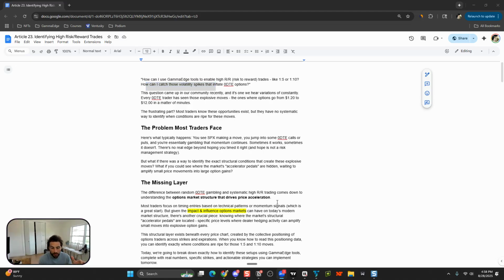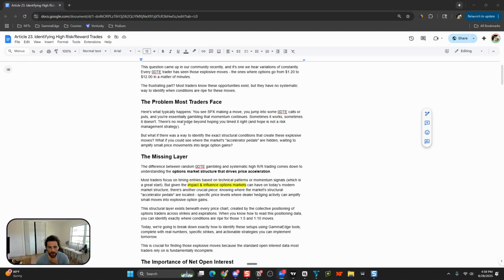And so while the question may have been focused on 0DT, we can apply the same methodology to swing trading, right? Because the things that we do here are fractal in nature, meaning what works on one time frame works on another time frame, and what works on one ticker works on another ticker, assuming that those tickers are ample in options liquidity to where the options market can't drive the underlying spot price.